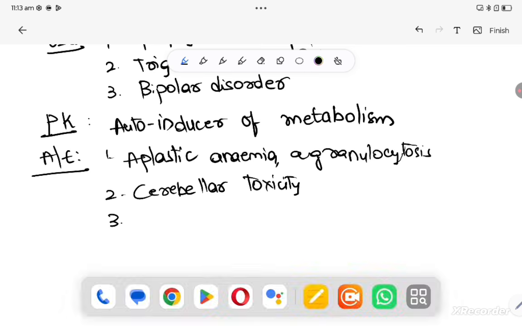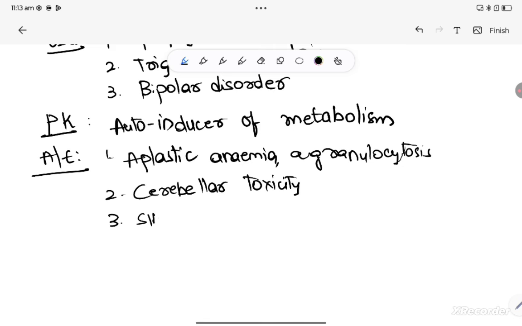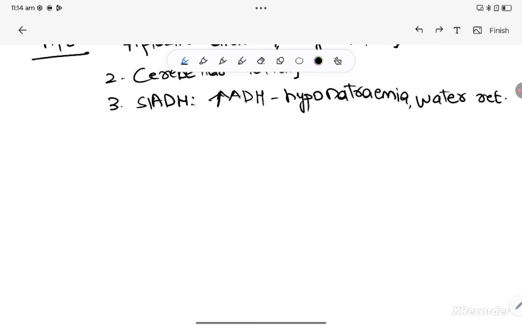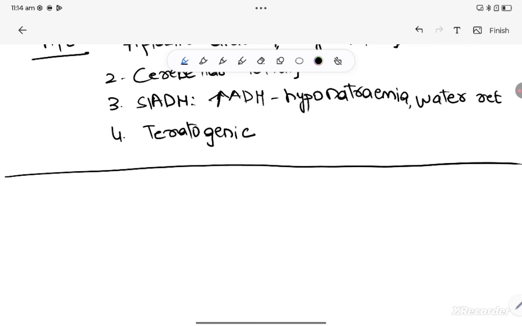Then it causes SIADH, syndrome of inappropriate antidiuretic hormone secretion, where there will be increased ADH, and this increased ADH results in hyponatremia, mainly dilutional in origin, as well as water retention. This is also teratogenic in nature. With this, we will conclude carbamazepine also.